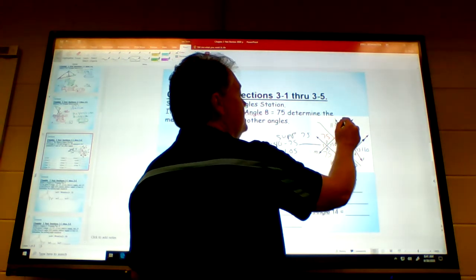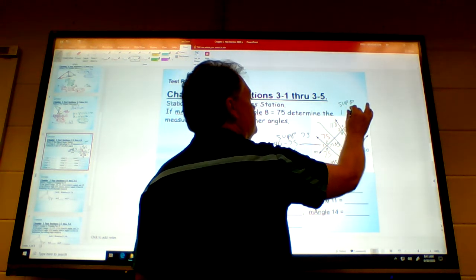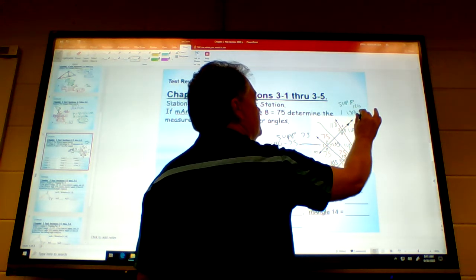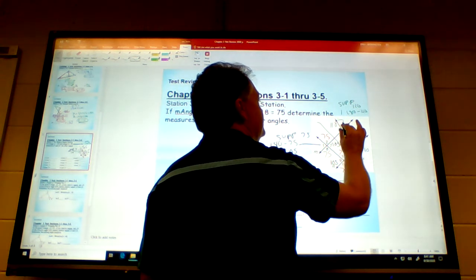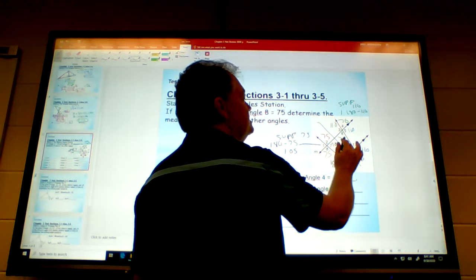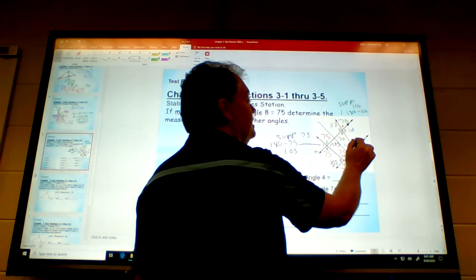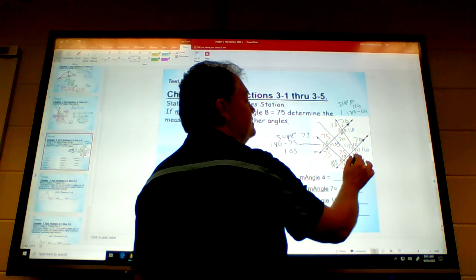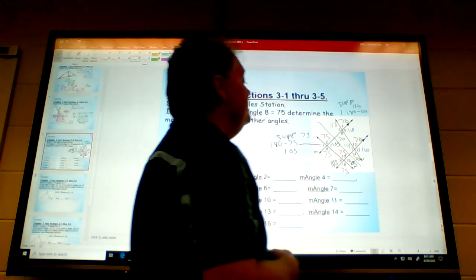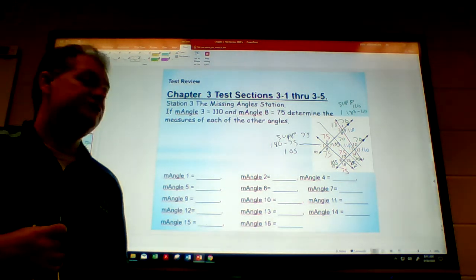Now 4 and 110 are supplementary. So this is the supplement of 110, so that's going to be 180 minus 110, which is 70 degrees. Well, 4 and 6 are vertical, so they're going to be 70 degrees. 4 and 12 are corresponding, so therefore they are 70 degrees. And then 14 and 4 are also going to be congruent because they are alternate exterior angles.